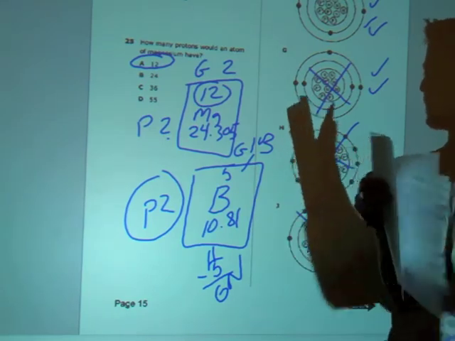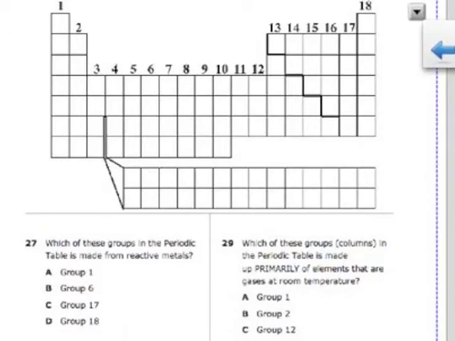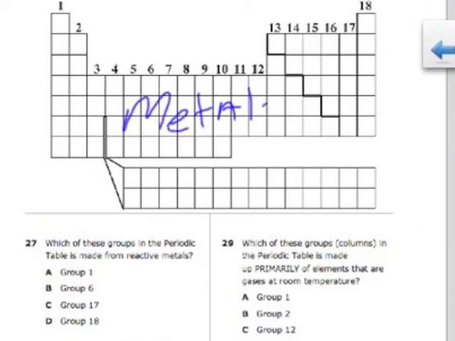Okay, 27, next question. Which of these groups in the periodic table is made from reactive metals? So which side are the metals on? Which side of the zigzag line? Okay, so these are metals. So is group 1 metal? Yes. Is group 6? Except for hydrogen. Group 6 is. These 2 are not. Which one's the most reactive? The far left or the far right? Far left. So group 1.